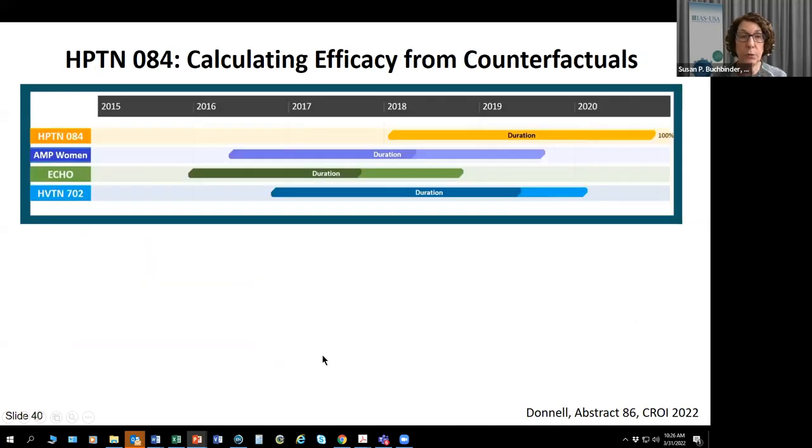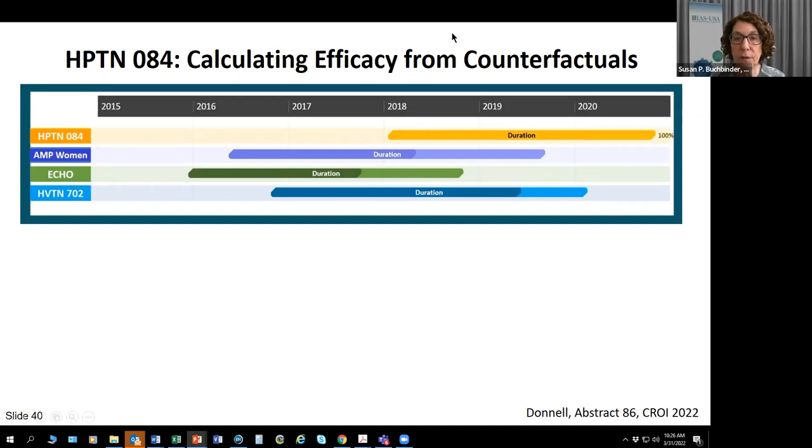And then these were some interesting data from HPTN-084, which was the sister trial in cisgender women in sub-Saharan Africa. And the question here was, we have this comparison in the 083 and 084 study between cabotegravir long-acting and TDF-FTC, but what we don't know is how would it have compared to a placebo?